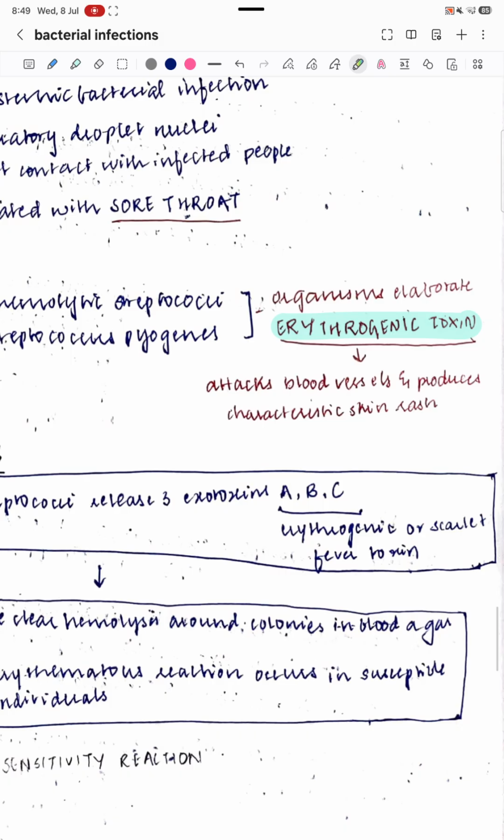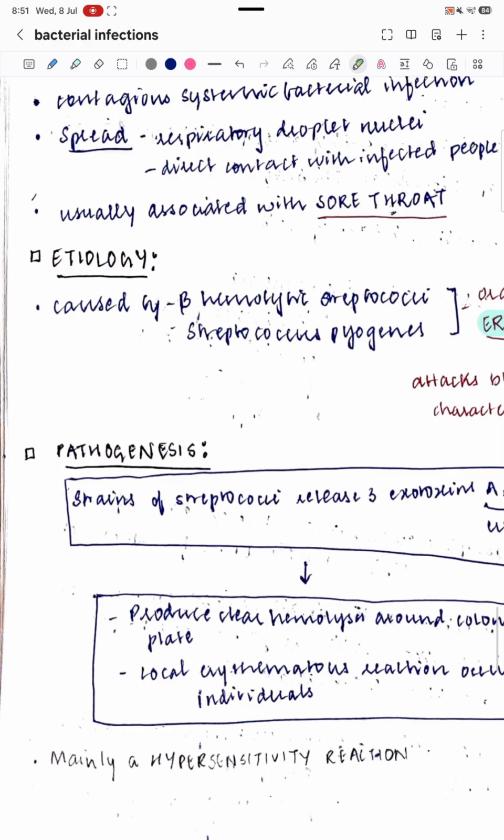This toxin attacks the blood vessels and produces a characteristic skin rash. Scarlet fever is mainly characterized by skin rash. That is because of this erythrogenic toxin, which attacks the blood vessels and produces the characteristic rash.